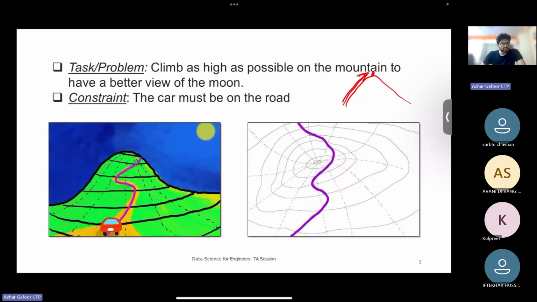And here we are putting a constraint as well. That is, the car must be on the road. So in all the ghat sections, we never see the roads placed directly, like going in a single ascent. We'll be taking a lot of turns, hairpins and all to reach the top points.